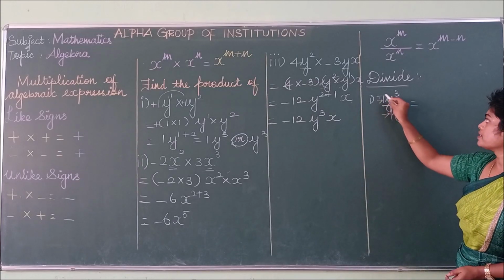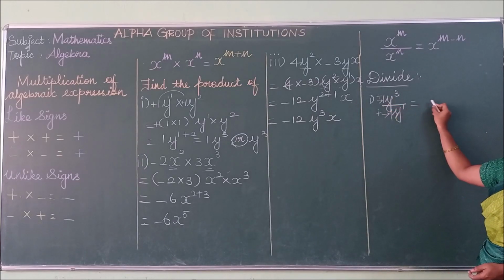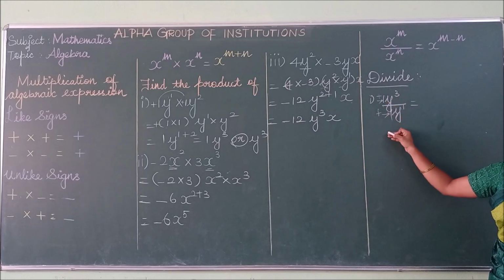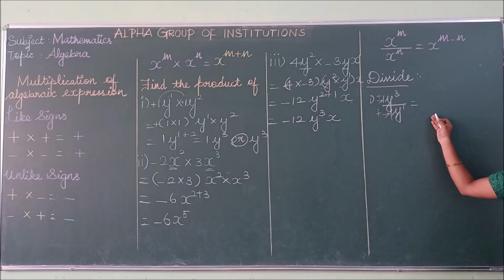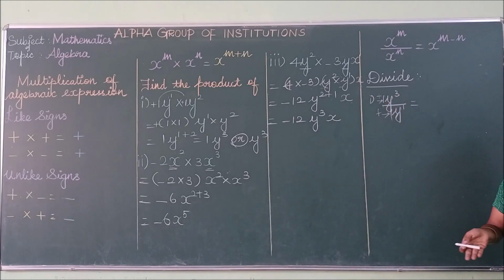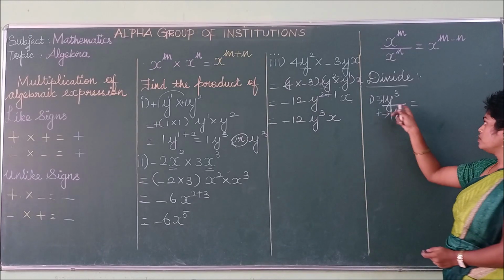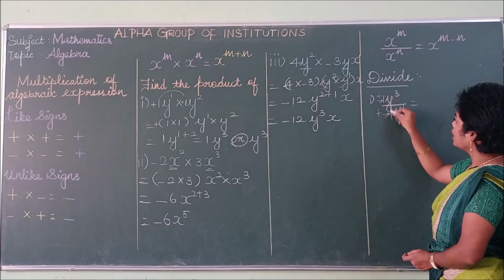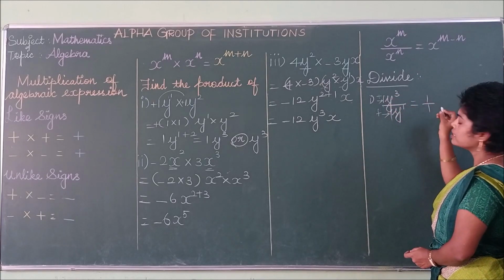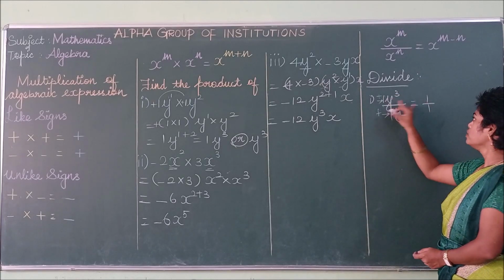If both are plus, your answer will be plus. If both are minus, your answer will also be plus. But if the signs are different, unlike signs, you put a negative sign. So listen, both are 1, so 1 divided by 1 gives the value 1.